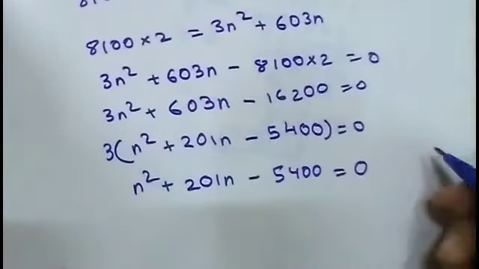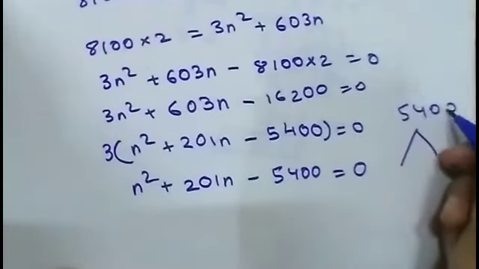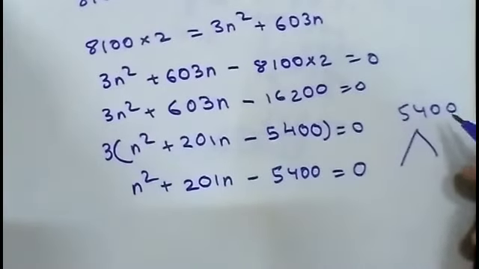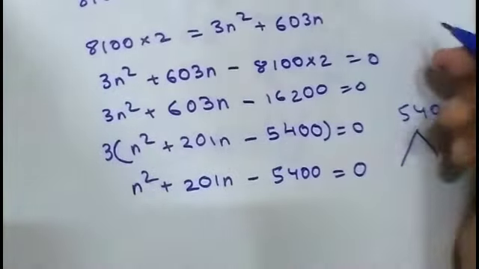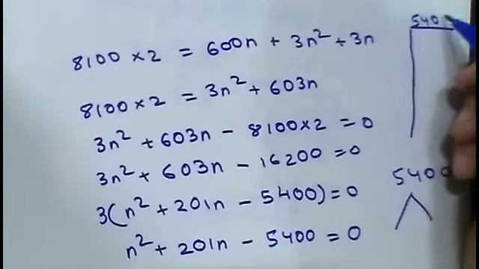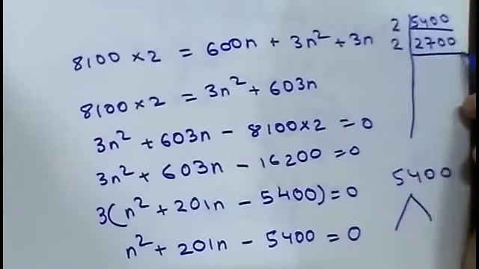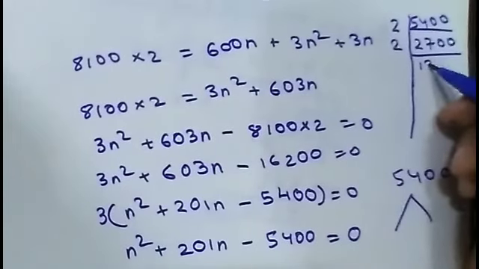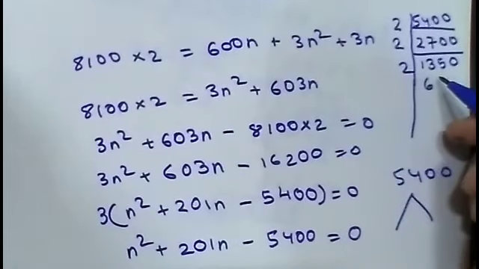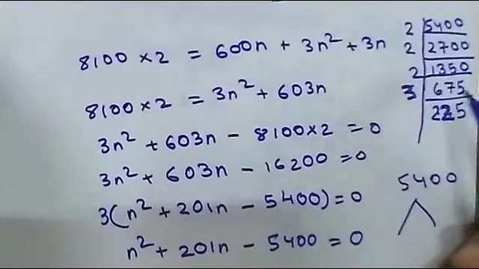Now, we have to take that 5400 should be in two such terms that on addition or subtraction we get 201N. So, 5400 we will factorize it. So, let's factorize 5400. 5400, 2s are 2700. Again 2, it would be 1350. Then again 2, 675. We have done it by 2, 1350, it would be 2 into 675.